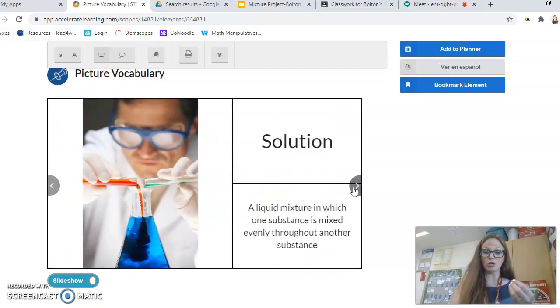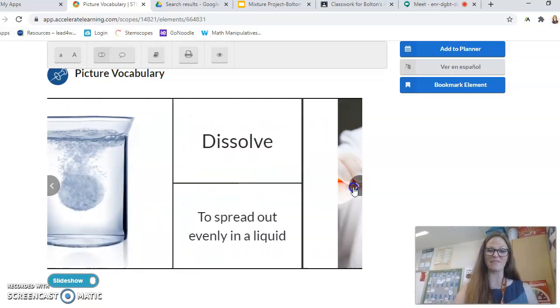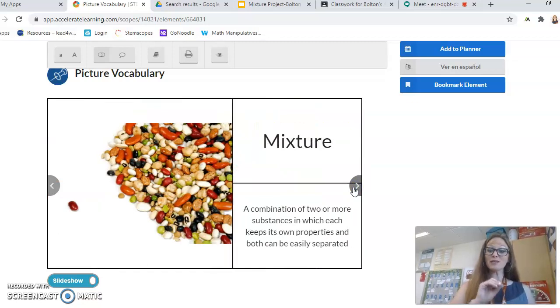A solution is a liquid mixture in which one substance is mixed evenly throughout another substance. When you make Kool-Aid, you're making a solution. You don't still have that powdery Kool-Aid left over in that sugar with that water. It all mixes together and creates a solution. It's evenly mixed. Now, that being said, you are going to have a chance to create a mixture.